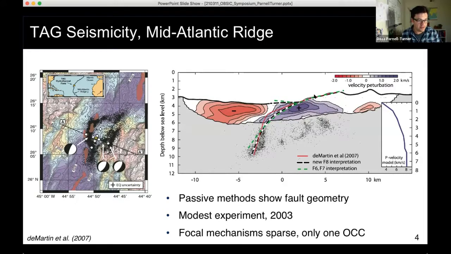There are some oddities with these results. You'll notice, for example, that there are earthquakes sitting in the footwall side of the detachment fault. It's kind of odd. You'll notice that there are only 3 focal mechanisms plotted here. This experiment was pretty modest, without a lot of instruments or very large aperture, so it was challenging to get first-motion focal mechanisms, and we really didn't understand the mode of faulting going on in this system.